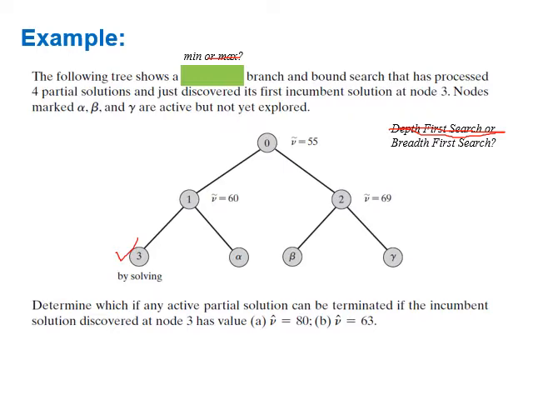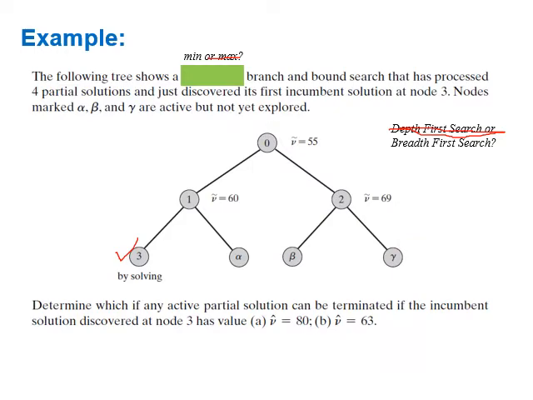Then it says that these nodes alpha, beta, and gamma are not explored yet. They are open. So we just finished exploring this, and we will continue with this, and we fathom this node because we get an integer feasible solution. Now the question is this: depending on the objective function value that we obtained here, which one of these nodes can we fathom because of bound?